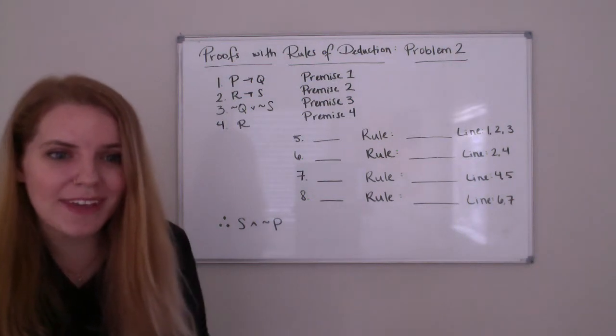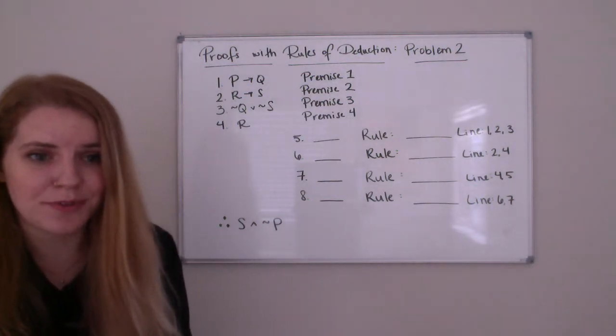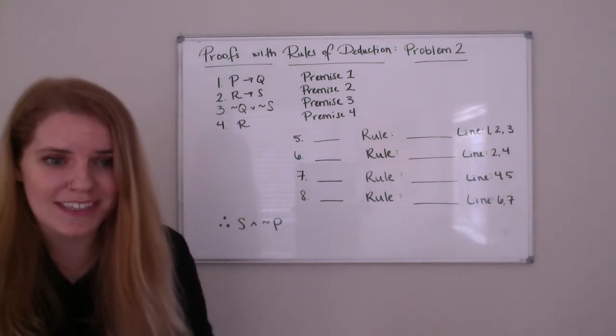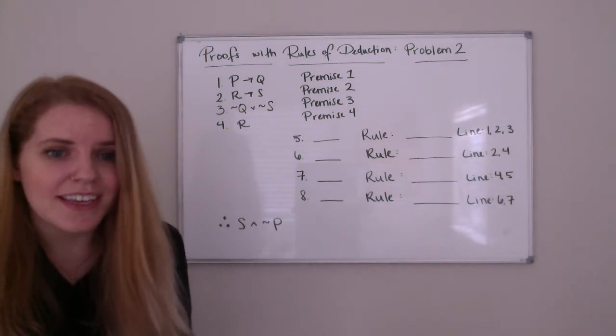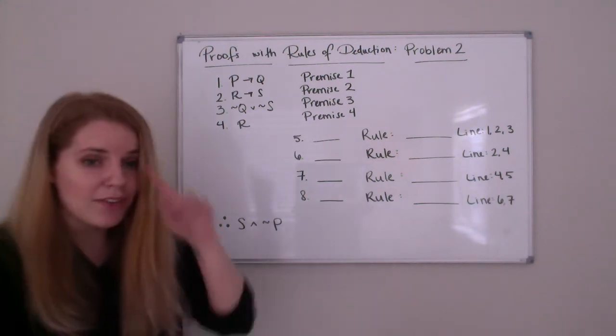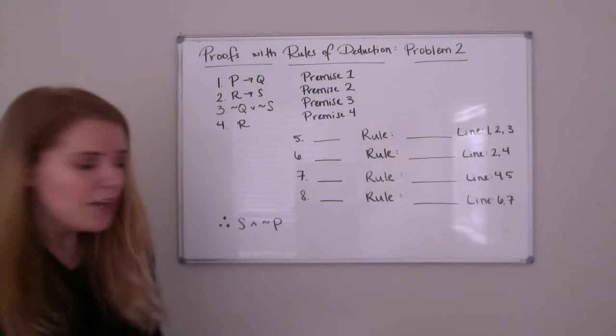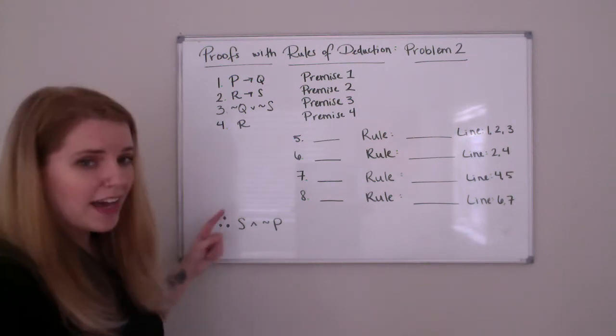Okay, so here we have our argument for our next proof. This one has 4 premises, and what is the conclusion to this argument? The conclusion is S and not P. Remember, here we're signifying the conclusion with this symbol here with the 3 little dots.